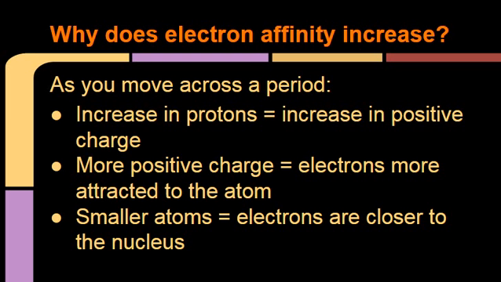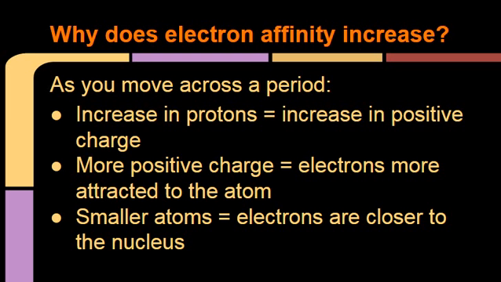Well, because as you move across the period, the amount of protons in the nucleus increases. And because the amount of protons are increasing, that's going to give us an increase in the positive charge in the nucleus. And when you have more positive charge, those electrons are going to be more attracted to our atom. And even the electrons from another atom are going to be more attracted to that atom because there's more positive charge in the middle.